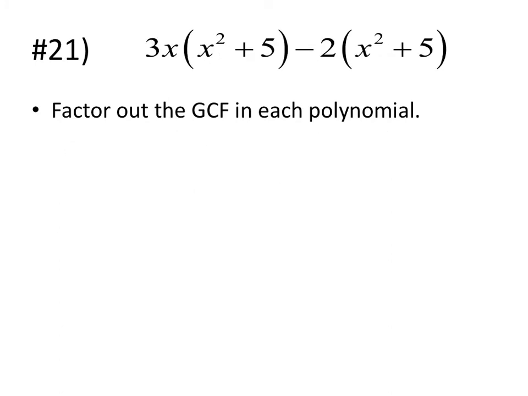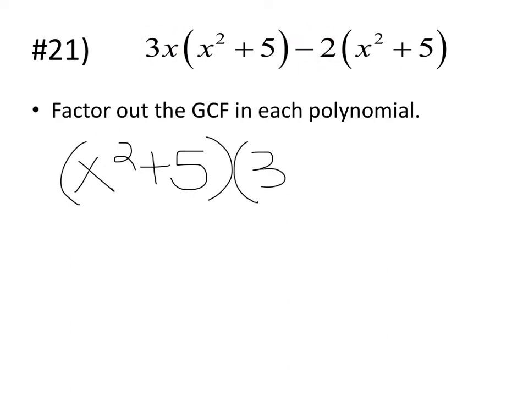And then last, what do they have in common? x squared plus 5 in common. Bring that out front, and what's left? You're left with 3x minus 2. Okay? And so that's your answer. And you're going to see how that comes into play when we start factoring by grouping.